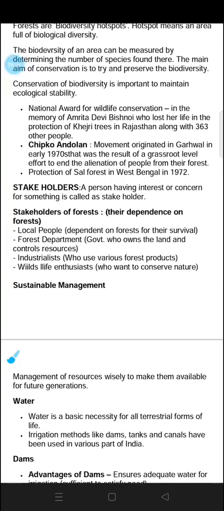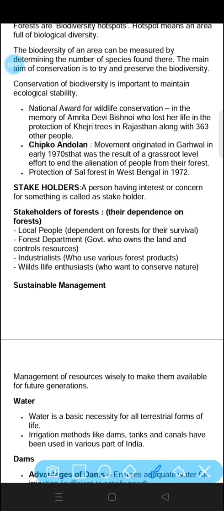The biodiversity of an area can be measured by determining the number of species found there. The main aim of conservation is to try and preserve biodiversity. So we should preserve our biodiversity so that we can maintain the balance of our environment. Conservation of biodiversity is important to maintain ecological stability. Our ecology should be stable.